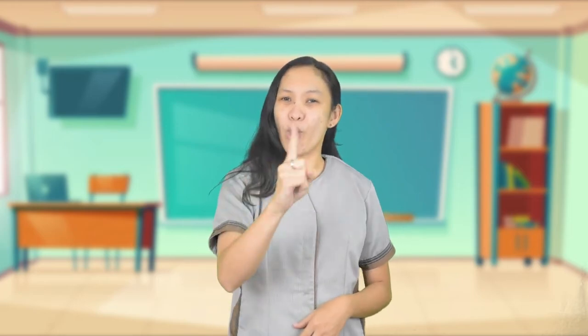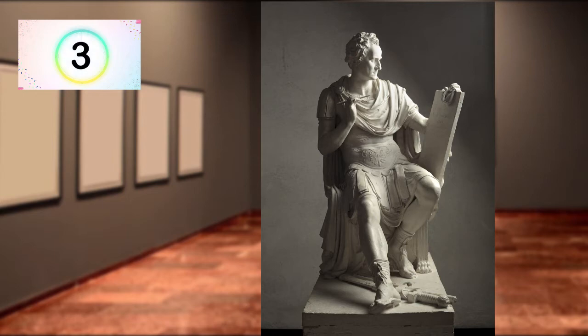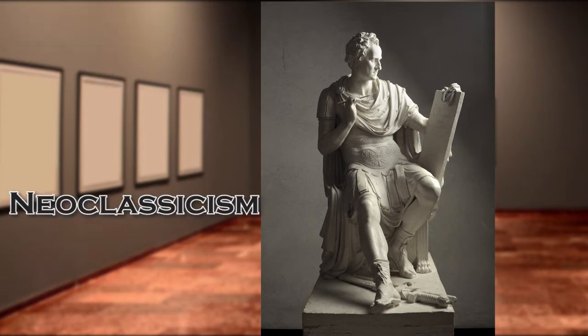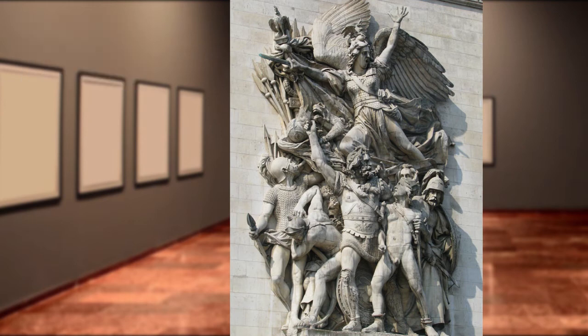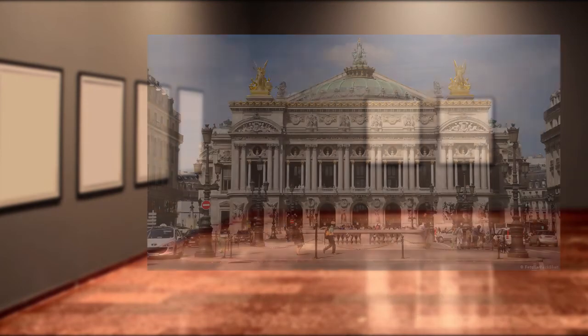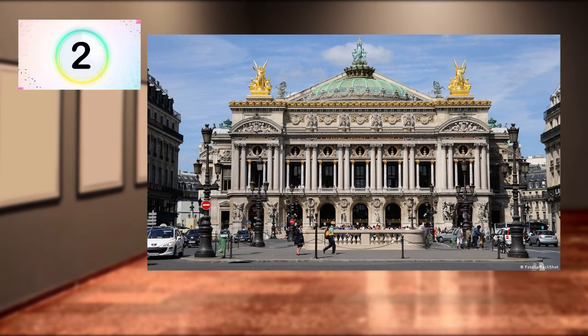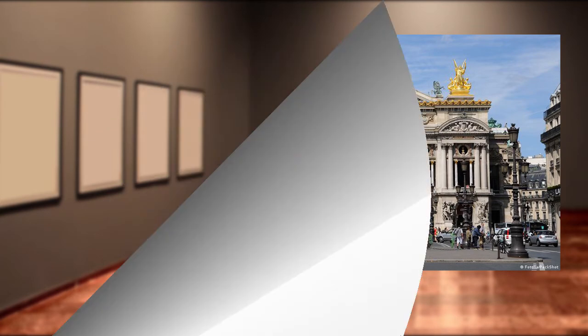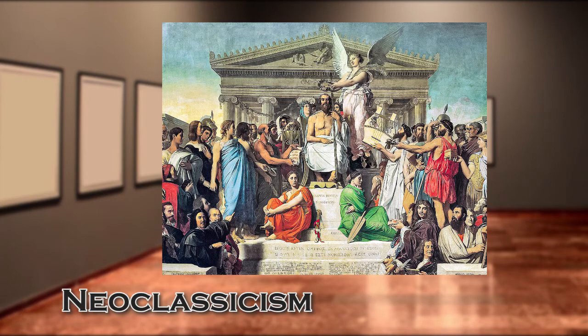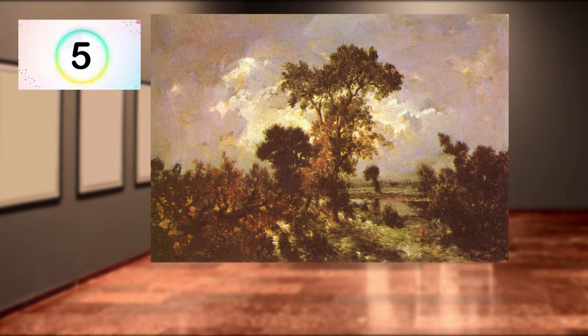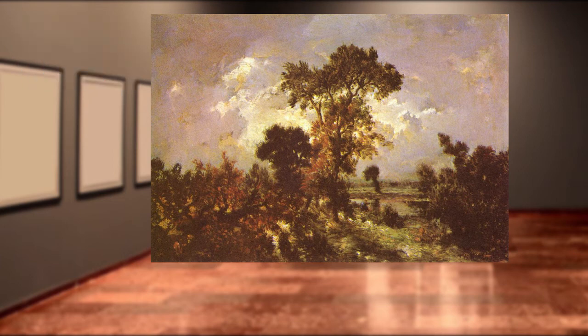All right, grade 9, let me test your brain. Are you ready? Number 1. Yes, it is Neoclassicism. Number 2. Nice! The answer is Romanticism. Number 3. The answer is Neoclassicism. Number 4. You got it. It's Neoclassicism. And number 5. Very good. It's Romanticism.